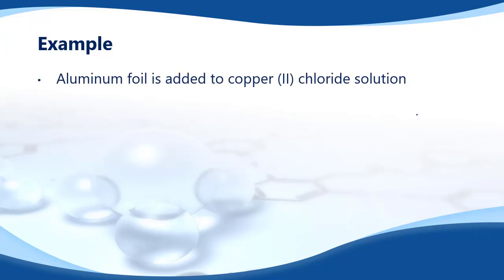All right, so here's our example. We're going to take aluminum foil and we're going to put it into copper chloride solution. So first thing I'm going to do is I'm going to write out the equation for this reaction, right? So aluminum metal plus copper chloride solution, single replacement reaction, aluminum and copper switch places, we form aluminum chloride and copper metal.